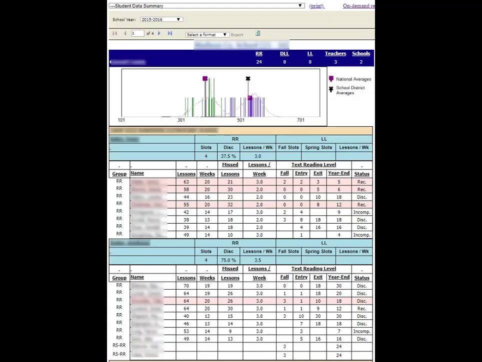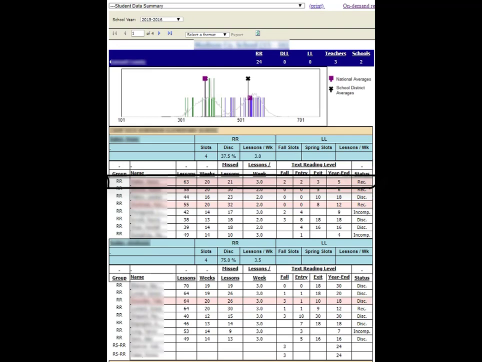Good. So I'm going to break in here again and talk about the report that Amy just mentioned, the student data summary, which is another on-demand report that you can find on the IDEC website. In the example I'm showing, I've got the names of the children, teachers, and schools blurred out. Basically, it shows a list of all of your students for each teacher and school in your school district and gives you some basic summary information.